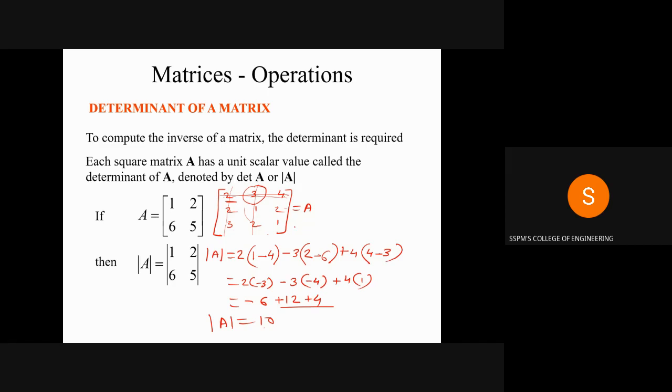That is the way to find determinant of 3 cross 3 matrices. You will be asked to find determinants only for 2 cross 2 matrices or 3 cross 3 matrices. Okay. 4 cross 4 matrices are not asked in your exam.